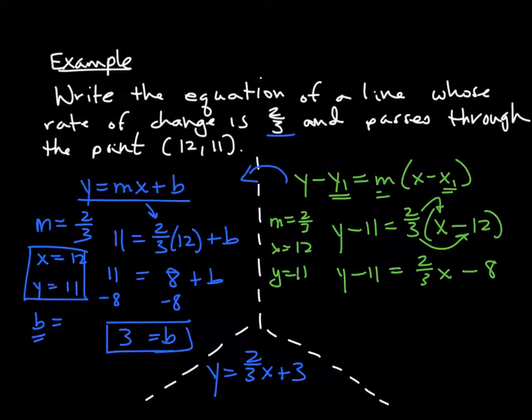The last step that I have to make sure of is that now I'm going to have to go ahead and get rid of the negative 11. It can't be y minus 11. It needs to simply say y equals. So I use a property of equality, which is plus 11. And I go over here, write plus 11. And I am now left with y equals 2/3 x plus 3.